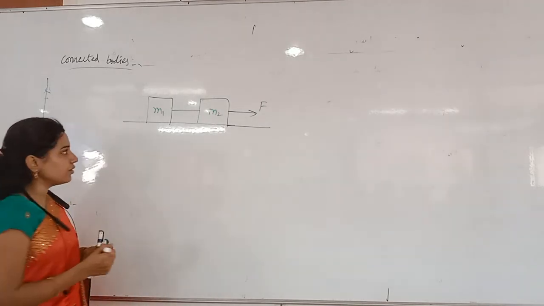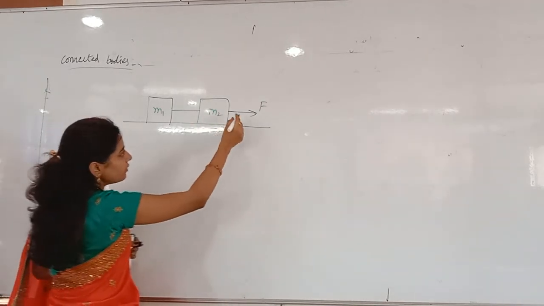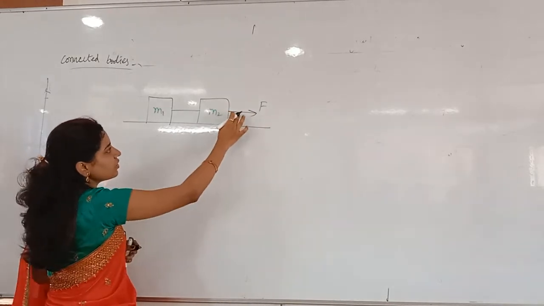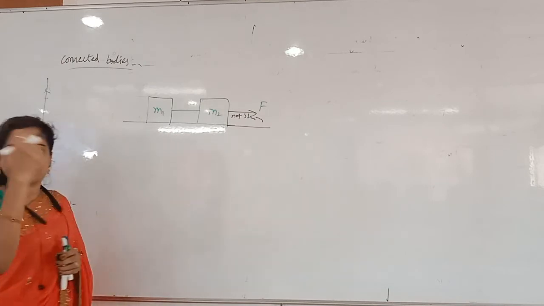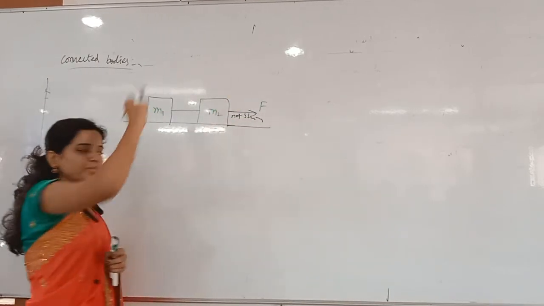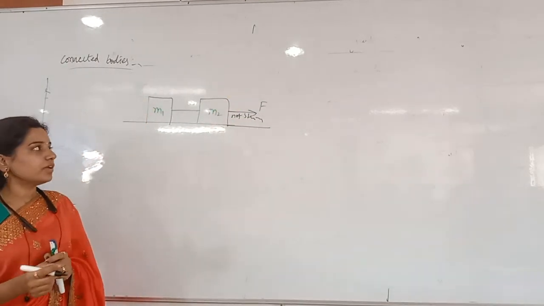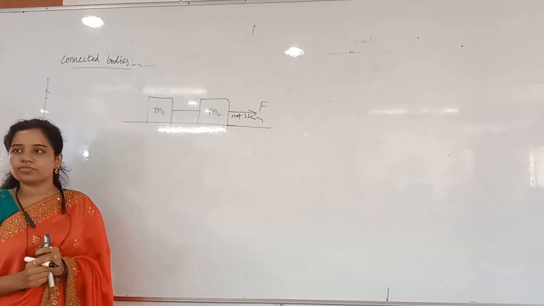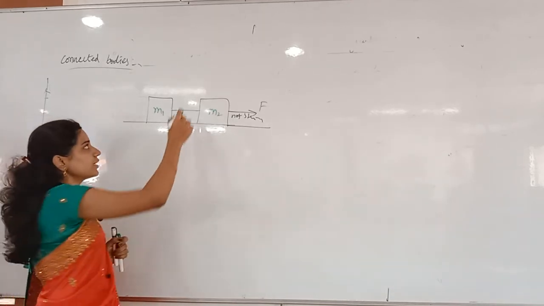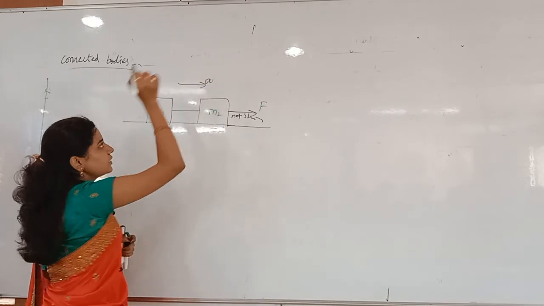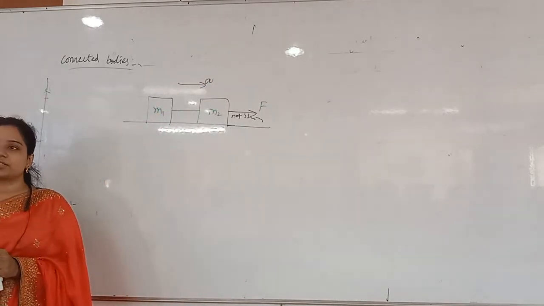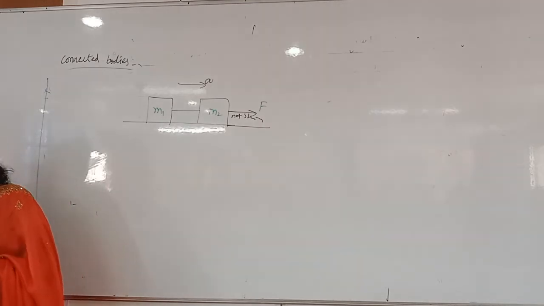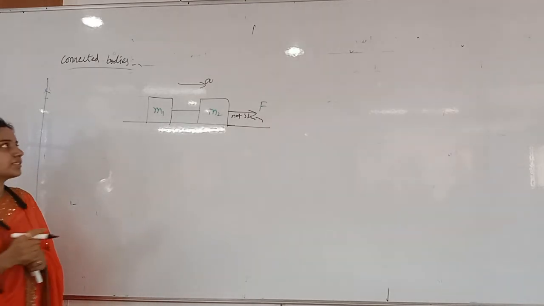Whenever I apply the force F here, this is not a string. I am just holding the block and pulling in that direction. Now in which direction will the bodies move? The right side direction, with acceleration a. Same acceleration or different? Same acceleration. Whenever I am pulling, both will move together with the same acceleration a.